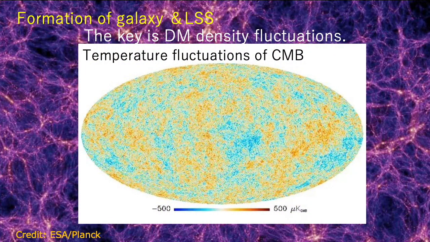The seeds of large-scale structures in the universe are thought to have been created by density fluctuations in matter, observed as temperature fluctuations in cosmic microwave background radiation. In other words, the density fluctuations of dark matter and its properties lead to the formation and evolution of large-scale structures.